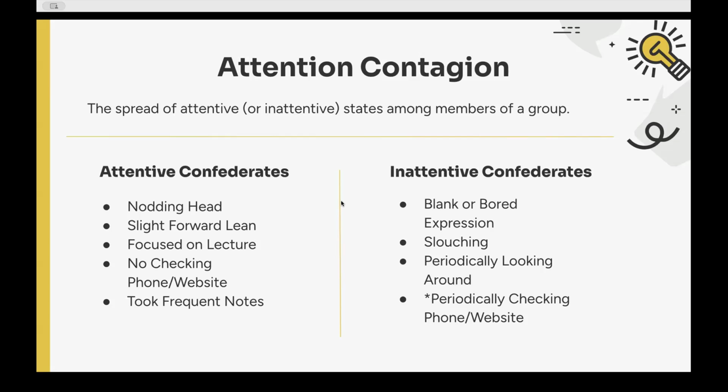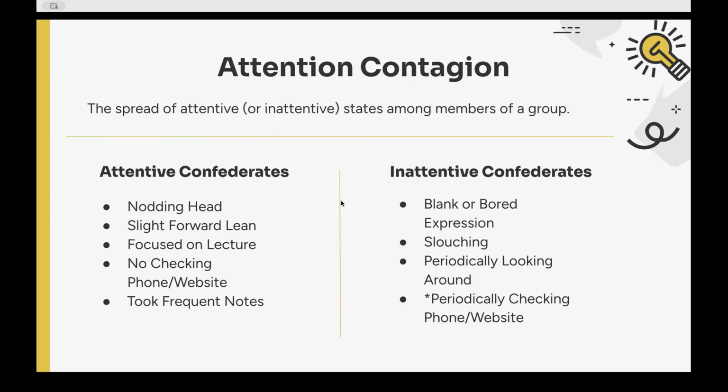Just a student that's sitting there staring off to the side, or a student that's slouched back in the chair, or a student that is not taking notes. And you see the one down there at the bottom with the asterisk beside it, a student that is checking on their phone or looks to be on another website. I put an asterisk there because that was only used in the virtual environment study. In the other studies, there was no checking a phone or website as a variable at all.